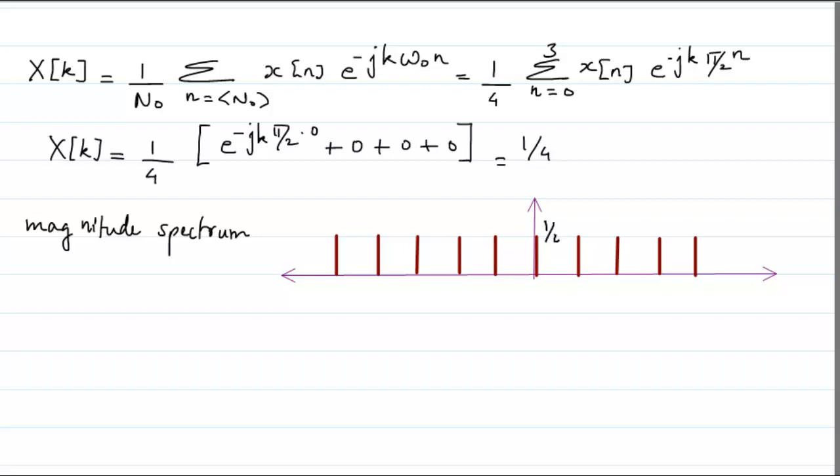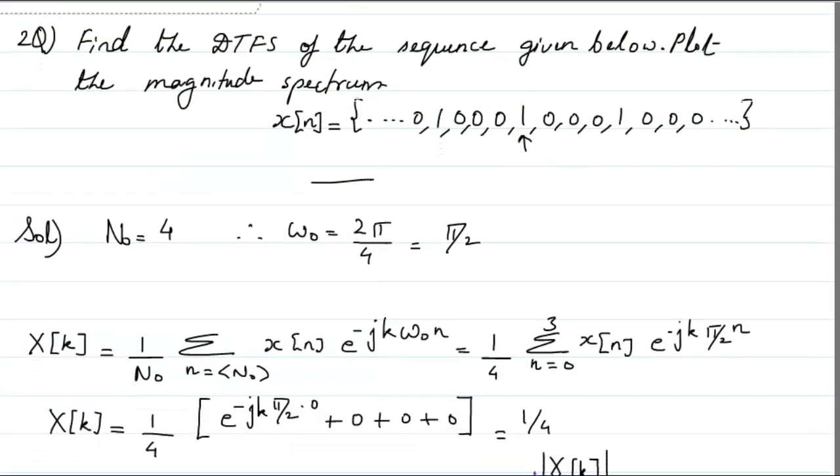All of these are having a height of 1 by 4 for k is equal to 0, 1, 2, 3, 4, for all the values beyond that also, and here also for -1, -2, -3, its value is all going to be 1 by 4, and this is x of k magnitude, and this value is based on k. So this is the magnitude spectrum. As you can see, if I am trying to plot, it is basically a constant value of 1 by 4. So that is the case for this particular sequence. Let us do another problem.